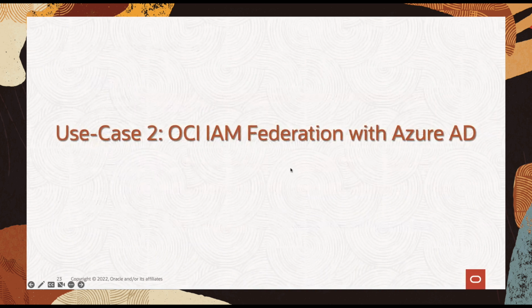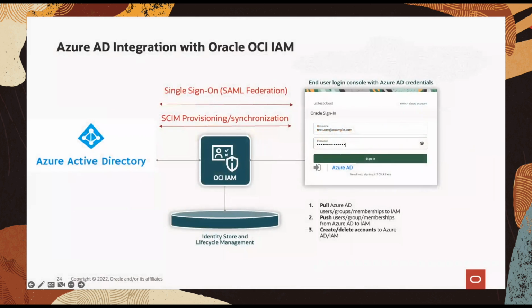And let's discuss use case 2, right? So how you can integrate the OCI IAM with the Azure AD. Many organizations, when they have both the on-premise Active Directory and the cloud Azure Active Directory, usually sync the users from the on-premise to the Azure cloud. And now they ask, how can we integrate the Azure cloud with the OCI IAM? So that is also possible.